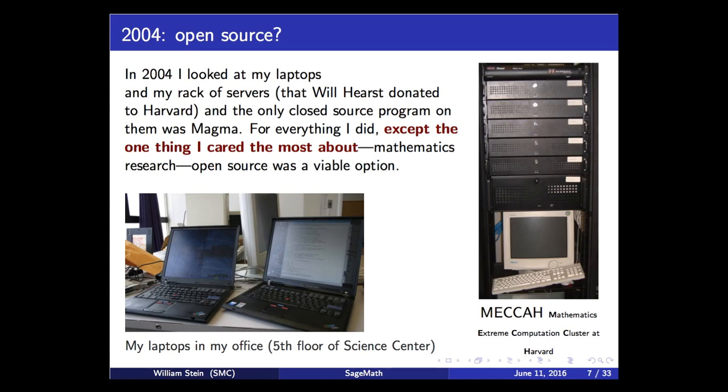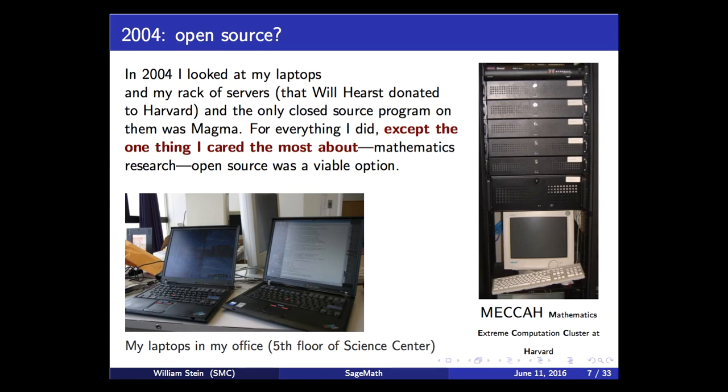So in 2004, as a BP, I looked around, and that's literally a picture I took in my office on the 5th floor of the Science Center, of my laptops and the cluster of computers that Will Hurst, a friend of Harvard, had bought us, called MECA, an acronym that No Monkey's made up. And all the software on all of my computers was open source. You could read all the source code. It was all free, except one program, Magma. The only program out of everything that I actually cared about.